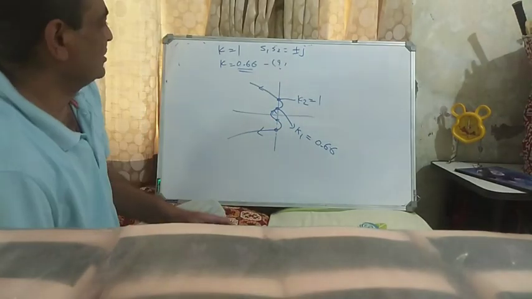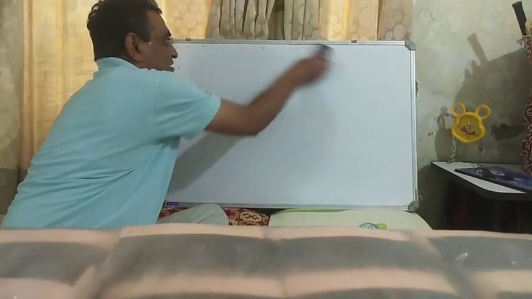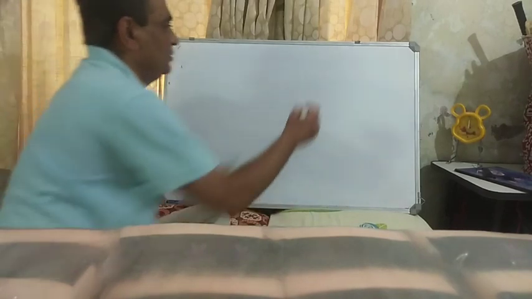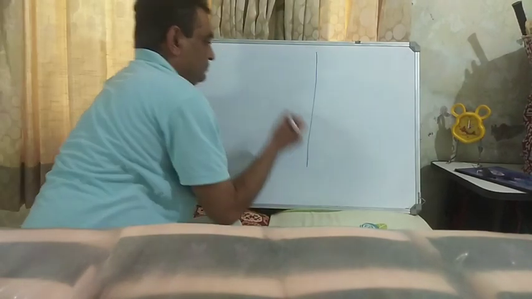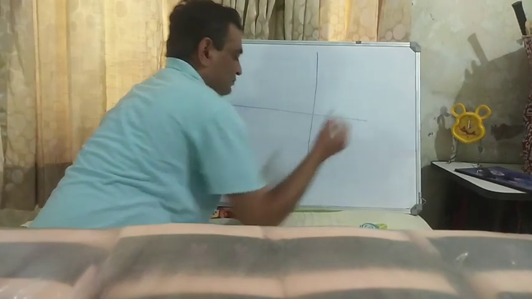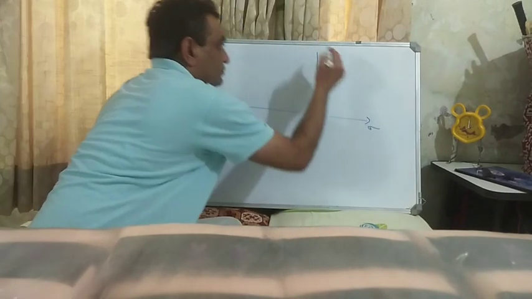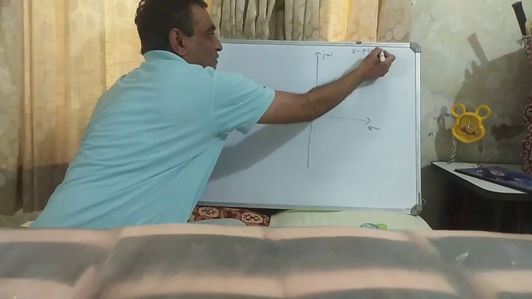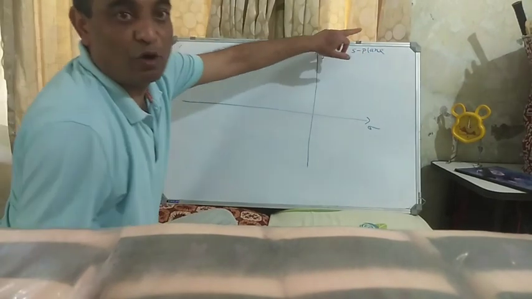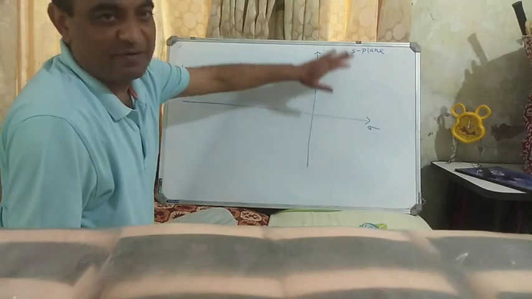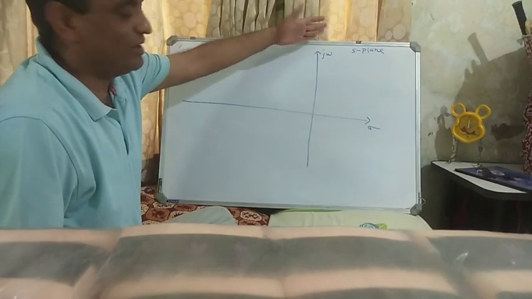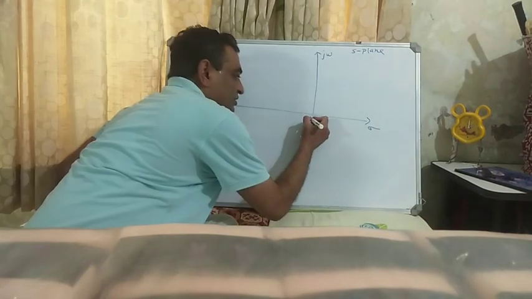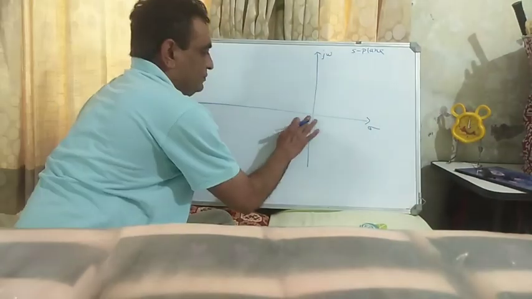So now let us solve this. Let us sketch this entire root locus now. You need to write S-plane. Don't forget to write S-plane because there are other complex planes also. Apart from the S-plane, there is a Z-plane also, the discrete plane, which is also complex. So you need to write S-plane. This is the origin.